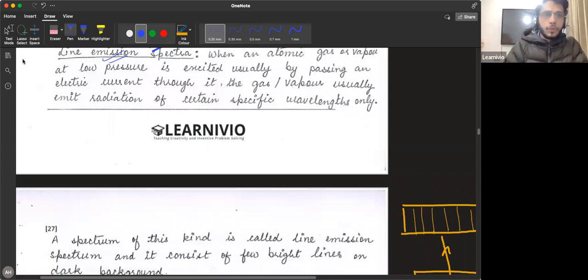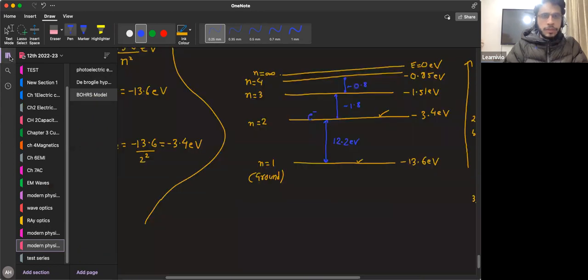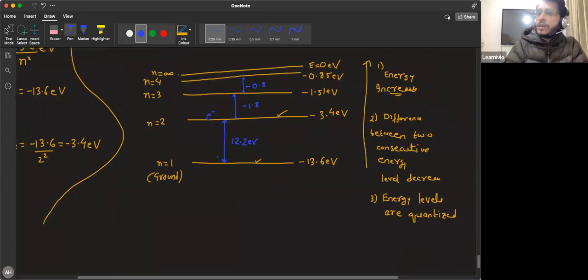And see, if you try to explain this on the basis of the energy level diagram, when a gas absorbs any frequency, the electrons jump to a higher energy level. When a gas emits energy, the electrons come to a lower energy level and emit some energy.